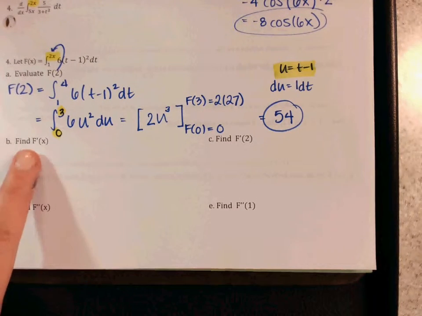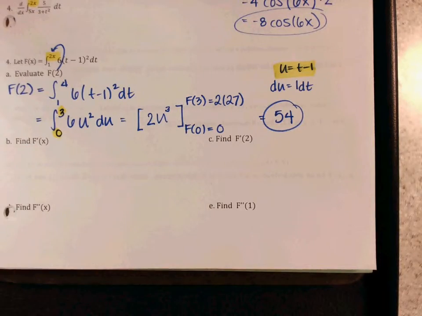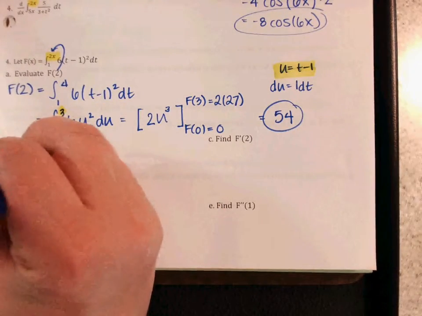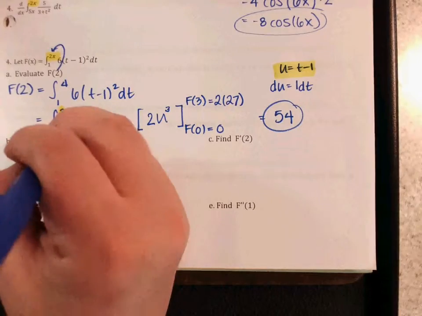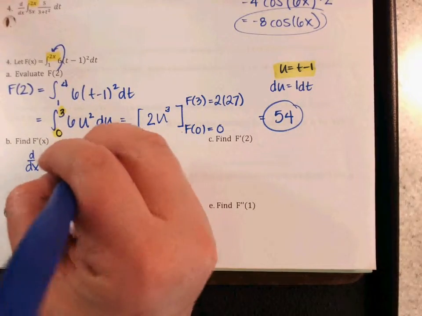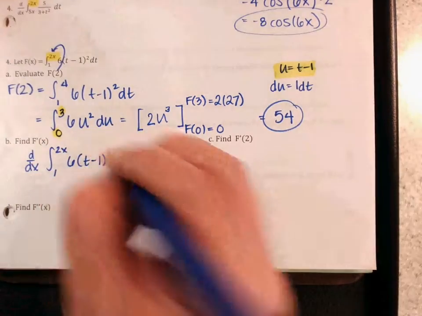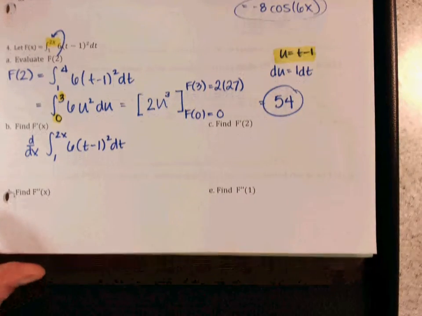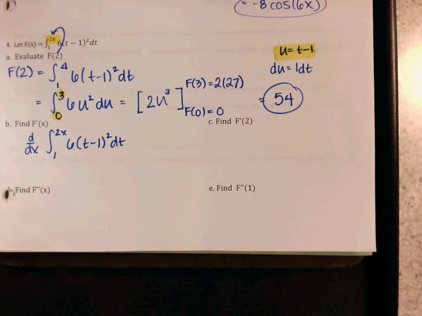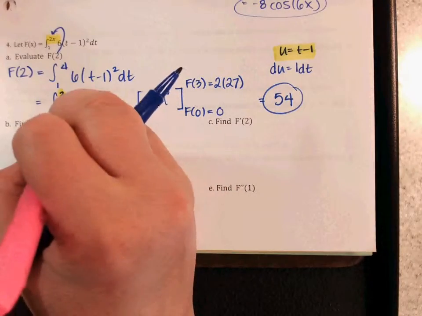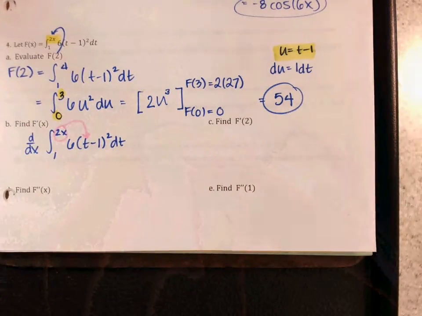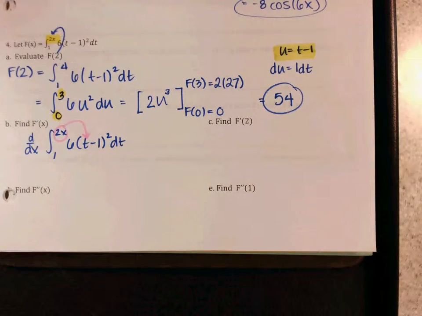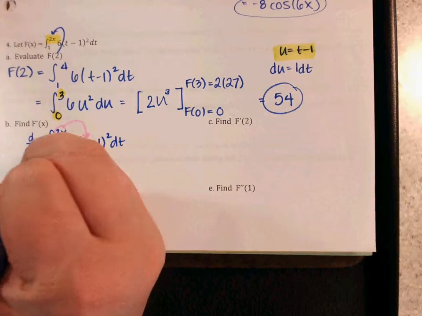Now they want me to take the derivative. What do I do when I need to take the derivative of the integral from 1 to 2x of 6t minus 1 squared dt? What do I do? You just learned this. Plug the 2x in and then times by what? Times by 2 in the front. Very good.